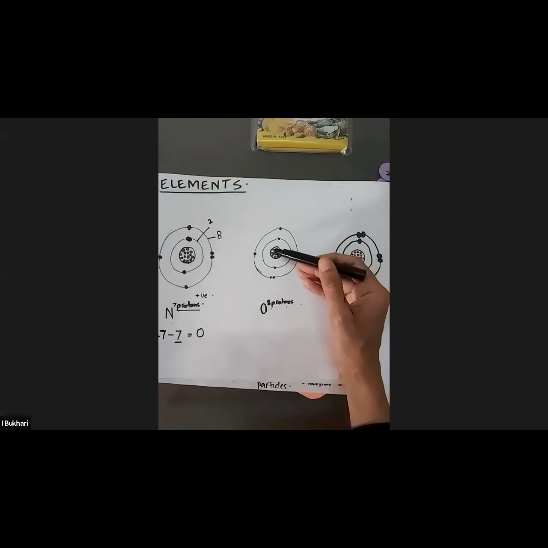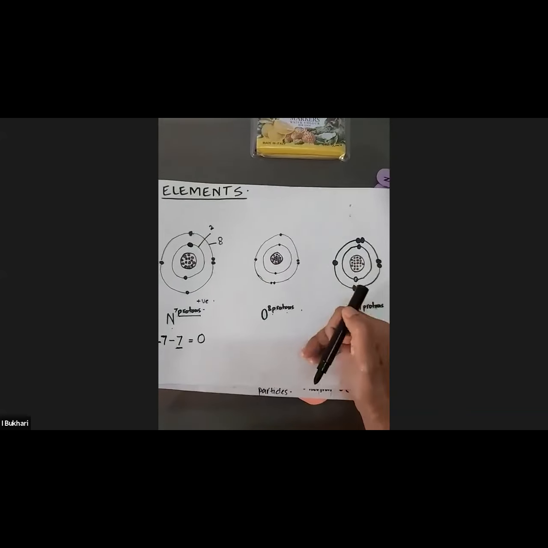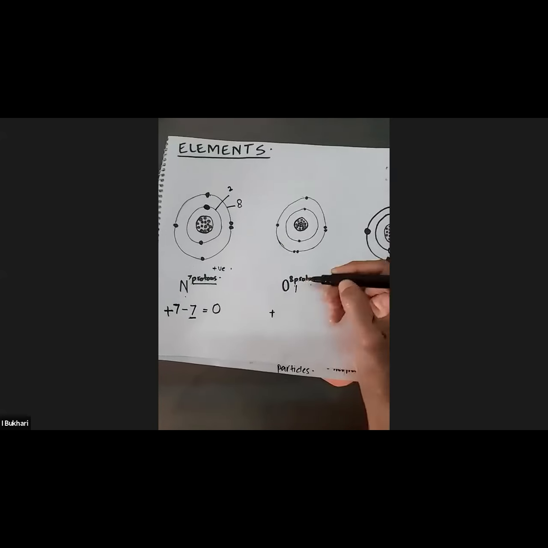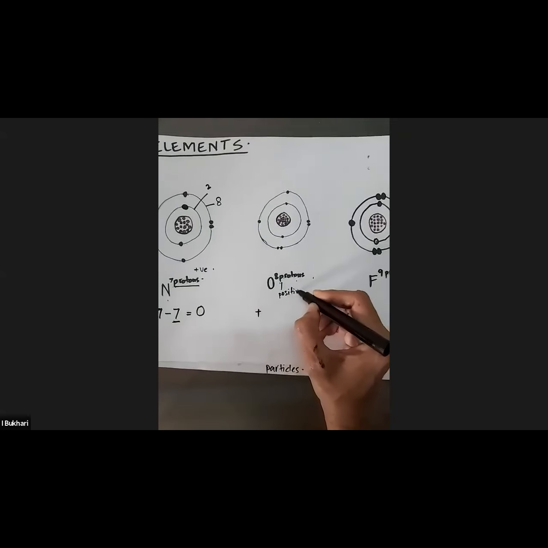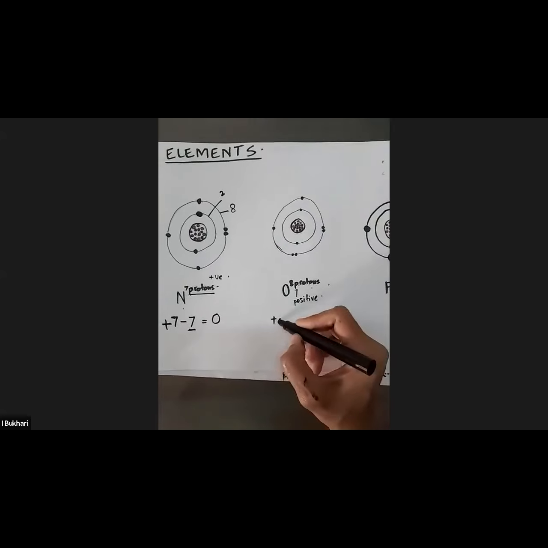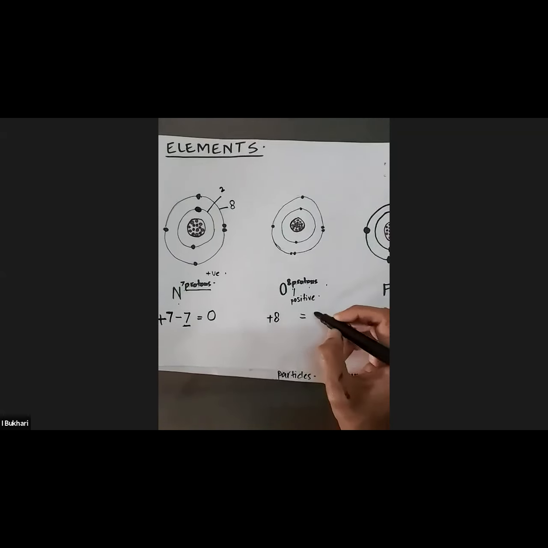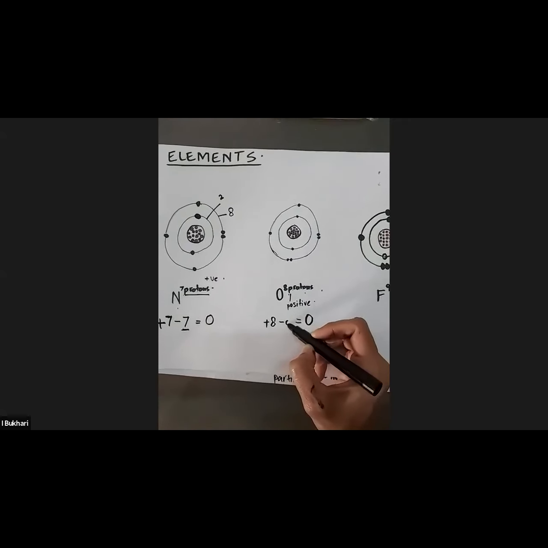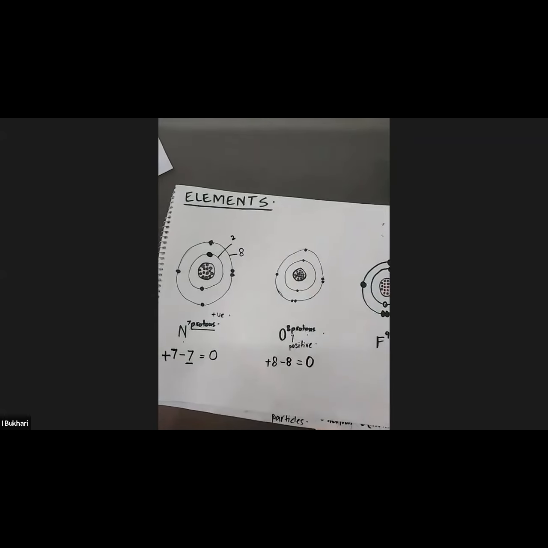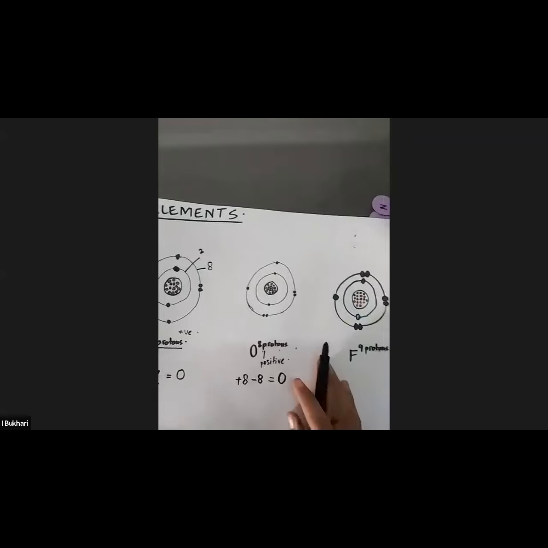If it has 8 protons, to be electrically neutral overall, it should have 8 negatively charged electrons as well, so that the overall charge would be 0. By the way, you can remember it this way: P for proton, P for positive. So protons are positively charged subatomic particles, so there is a plus 8 charge. And then for the atom to be electrically neutral, we should have 8 negatively charged particles, right? So let's see if this atom has 8 negatively charged particles. 1, 2, 3, 4, 5, 6, 7, 8. Yes, 8, okay?